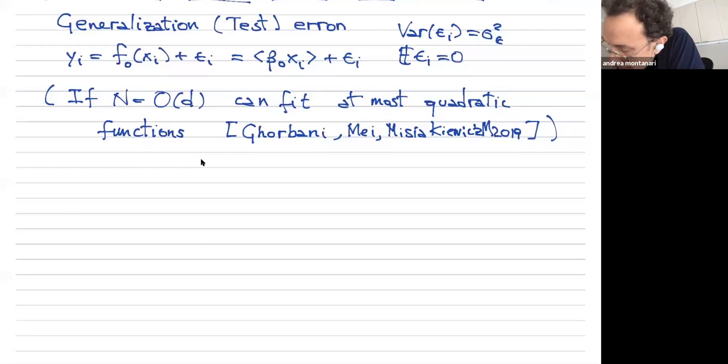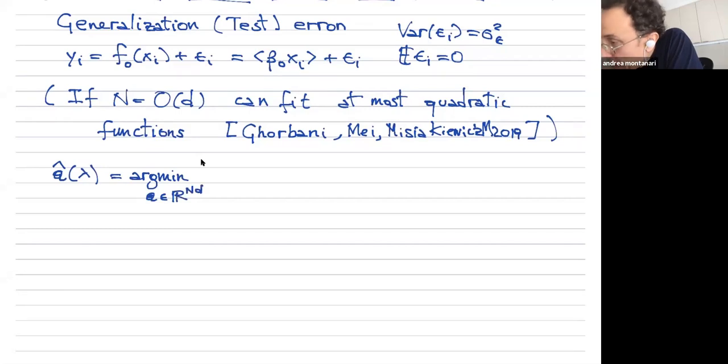Okay, so this is the test error, and here I should have said so. How do we fit this model for studying the test error? We use ridge regression. So we have to fit these capital N d parameters, and we do this by minimizing this cost function.